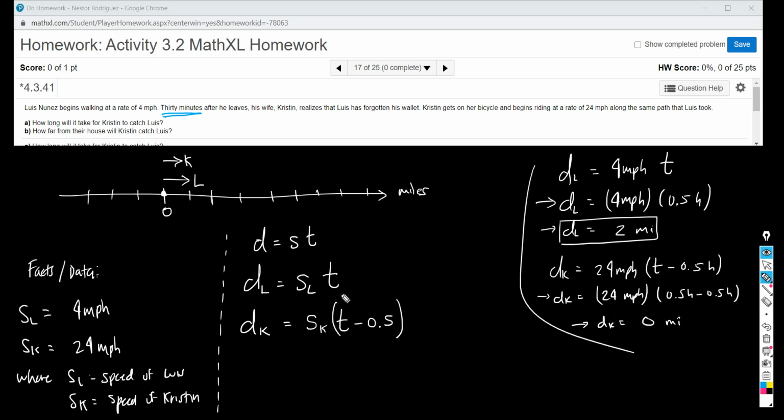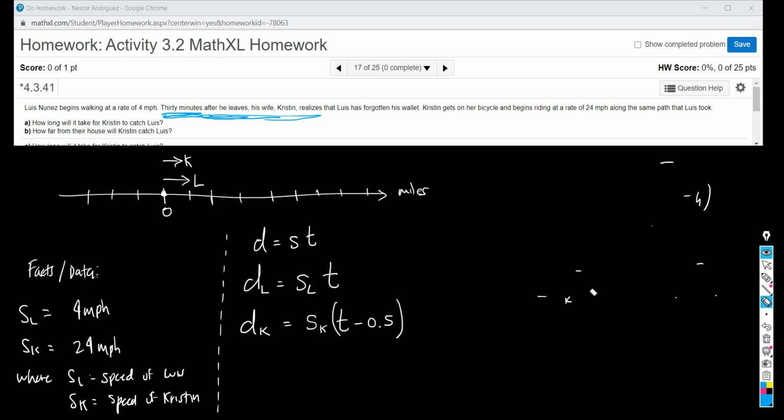So there is that difference, guys, between these two times. It's a little hard to understand, but now you know why you have to include this little statement here: 30 minutes after he leaves. All of this is represented algebraically in this way. And now that I've done that, the rest is actually quite simple.